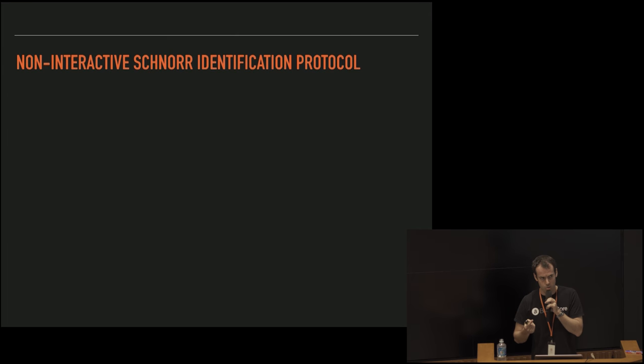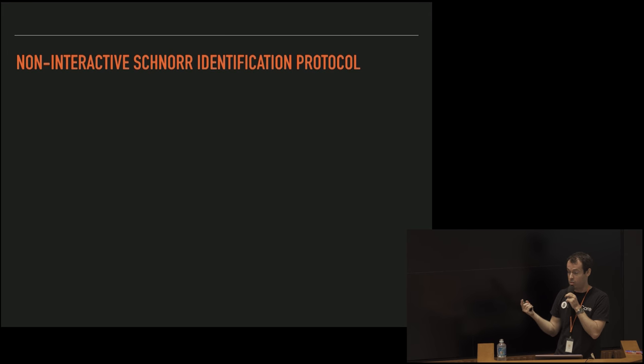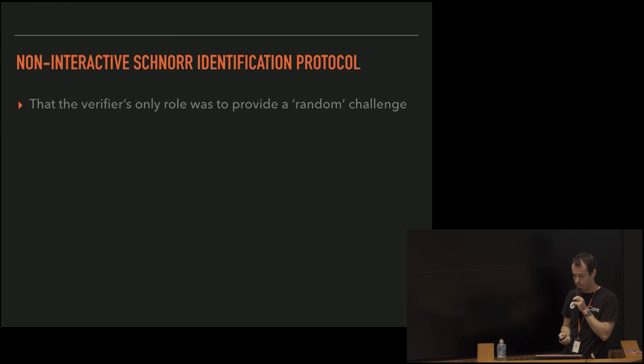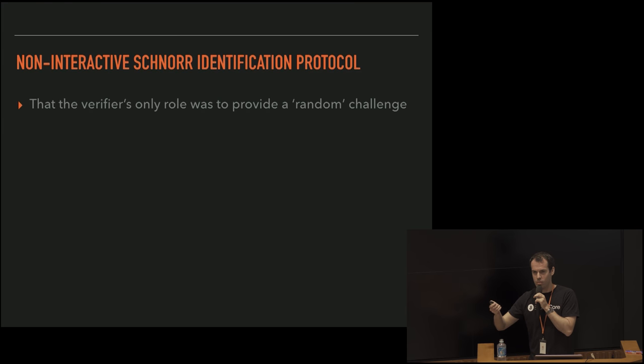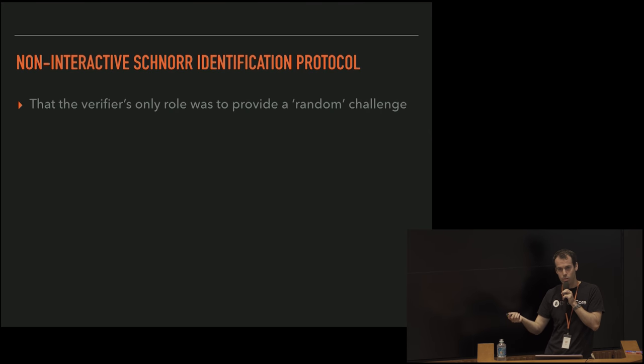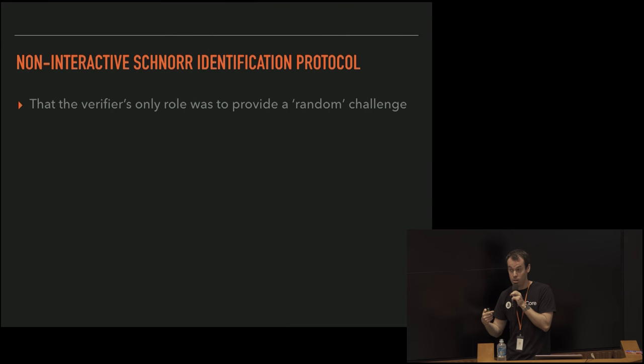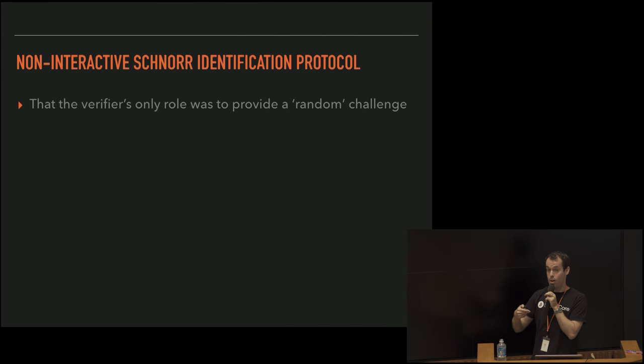So how do we turn this into a non-interactive proof such that I can prove to the whole world at the same time that I know X? Well, we observe that the only thing that the verifier did was provide a random challenge in step two. If you remember, step one was the prover committing to a big K, and step two was the verifier sending a challenge E. The only thing the verifier did was give a random number, essentially.